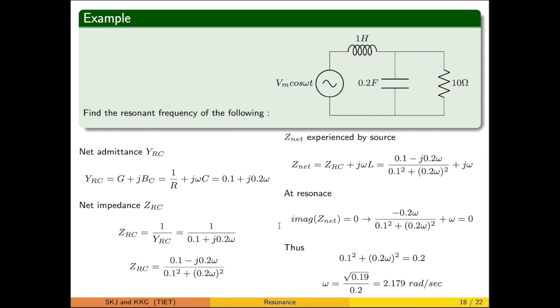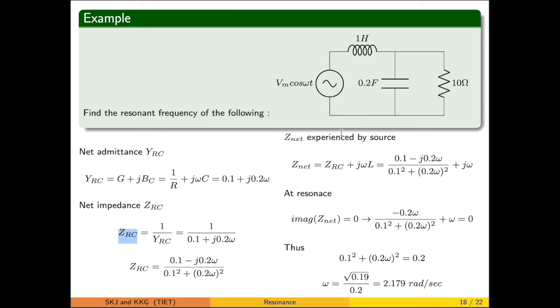This example is typically different from the case we analyzed previously, but it is an RLC circuit. The first requirement for calculating the resonant frequency is that the behavior of the circuit has to be resistive. So by the series parallel combination, you calculate the net impedance. You have calculated the admittance offered by this RC combination, and its reciprocal is calculated, which gives us the value of ZRC.